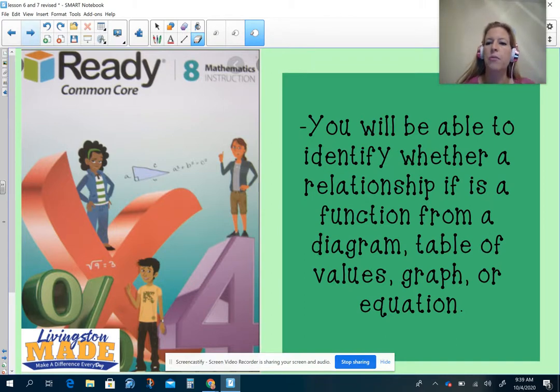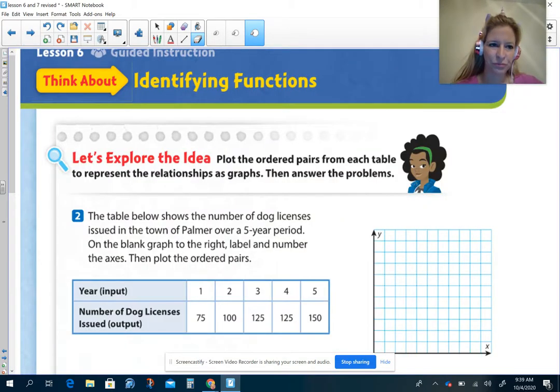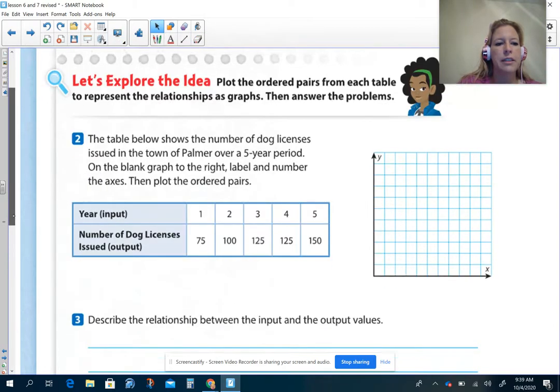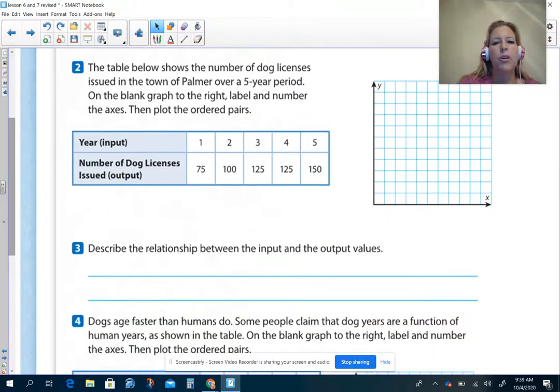We're going to identify whether the relationship is a function, and we're going to look at tables, graphs, diagrams, and we're even going to talk about equations. Okay, so let's get started. So I want to explore the idea with ordered pairs. Today I want to review how we're going to graph our ordered pairs from a table as we're discussing is this a function or not, okay?